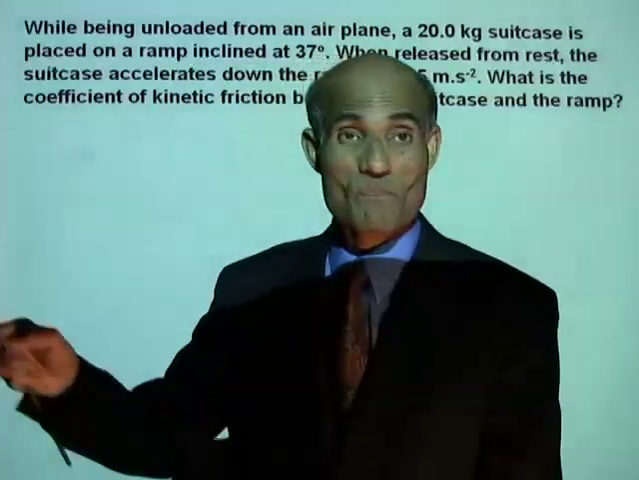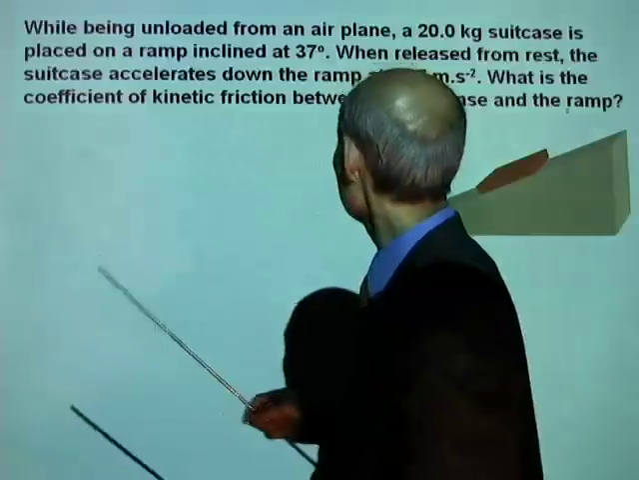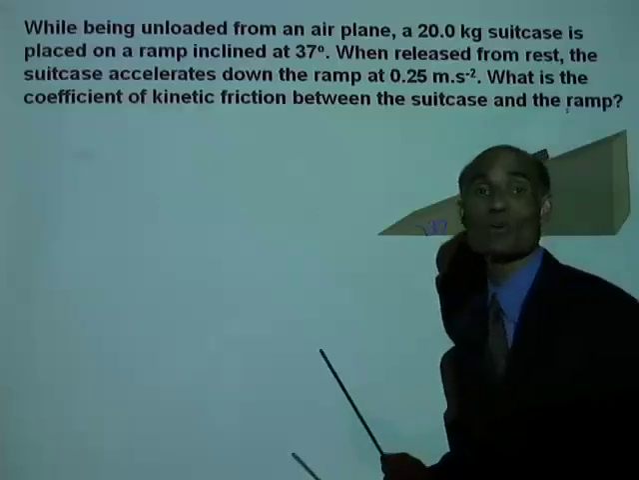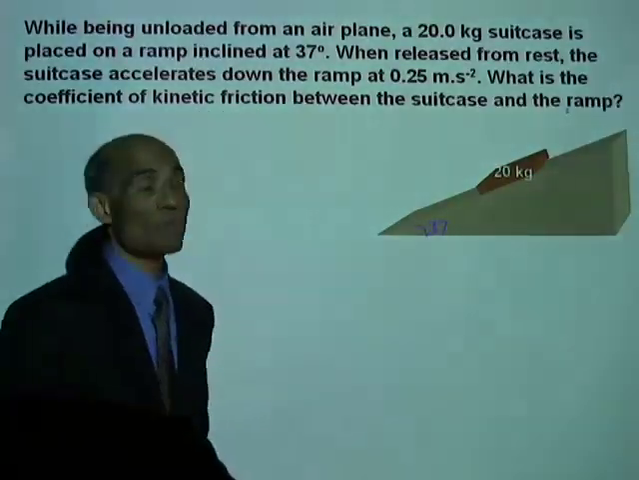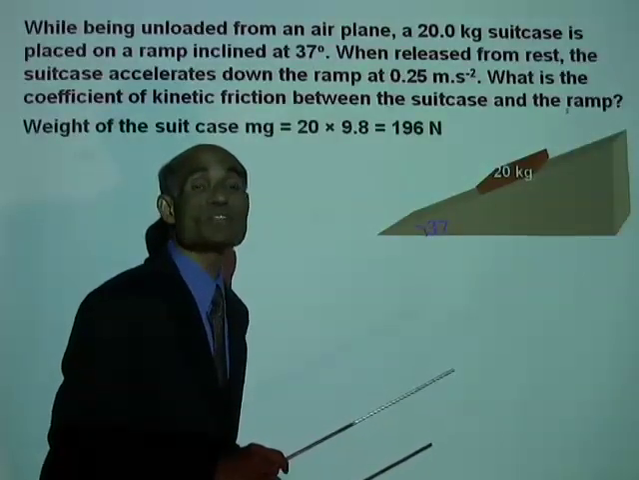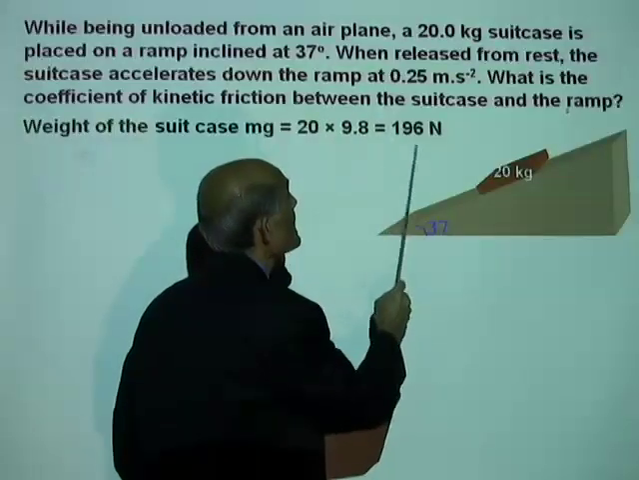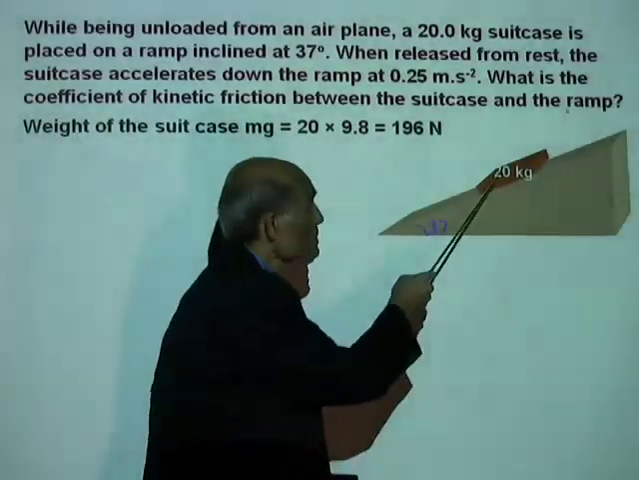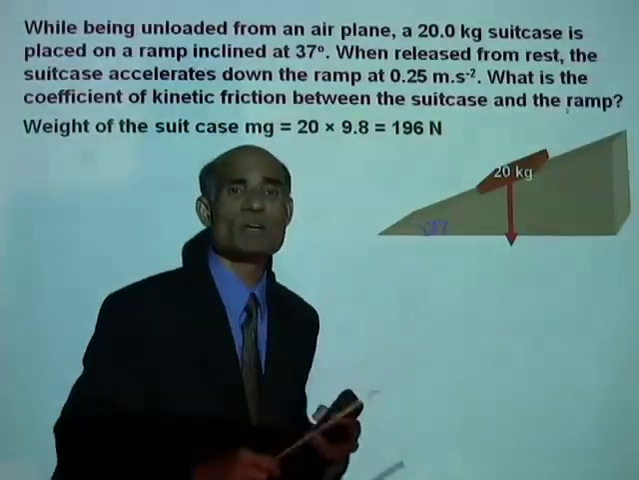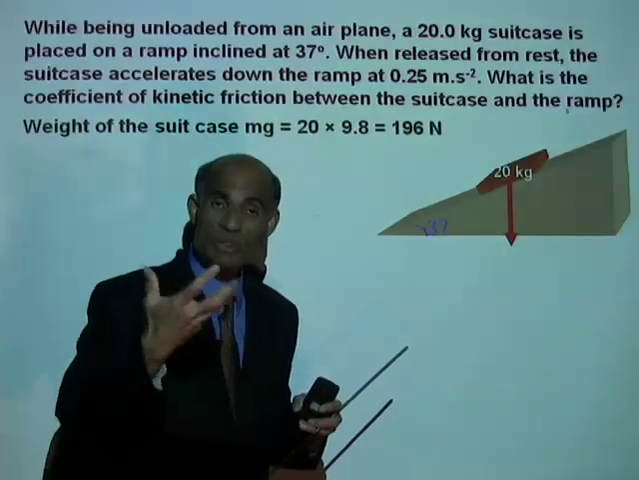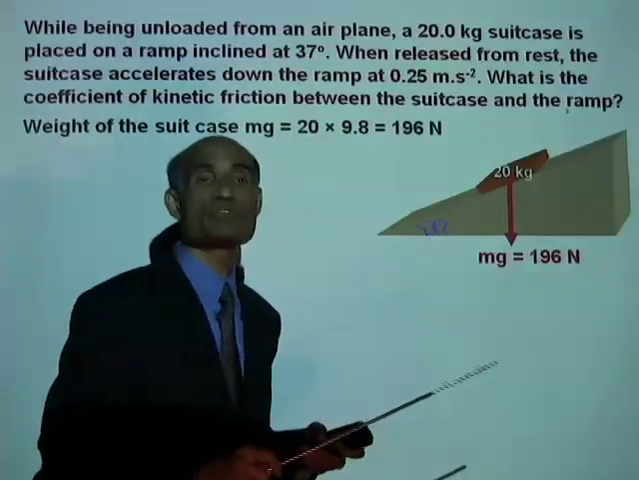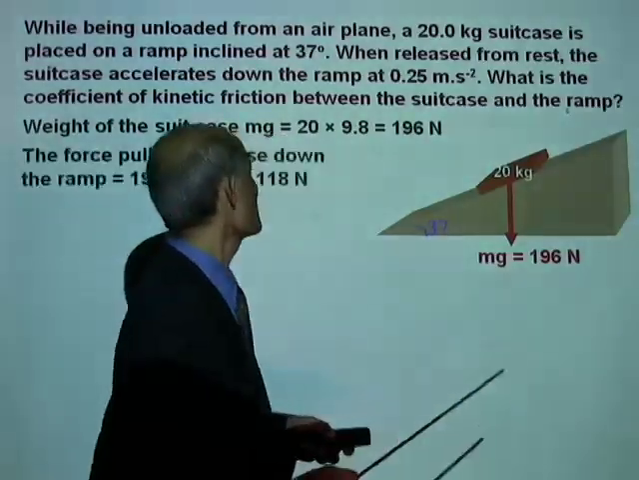Well, we have an inclined plane again, so let's make a picture of that. This is a suitcase on the ramp inclined at an angle of 37 degrees. The mass of the suitcase is 20 kilogram. That means its weight will be 20 times 9.8, 196 Newton acting vertically down. Now always do these preliminary steps, because the more times you do it, the better you learn these concepts. So mg equals 196 Newton acts vertically down on the suitcase.